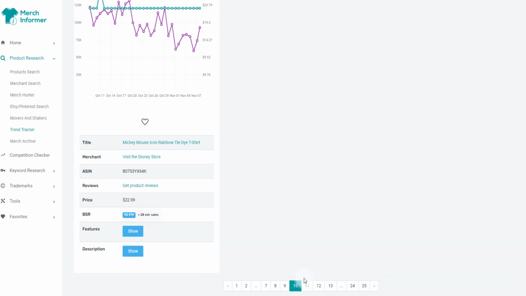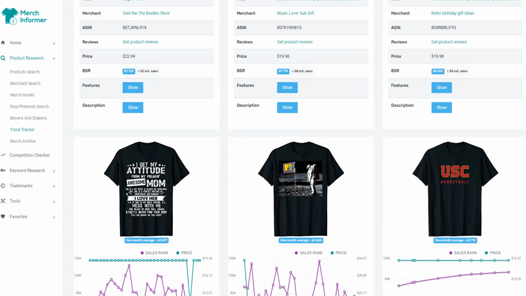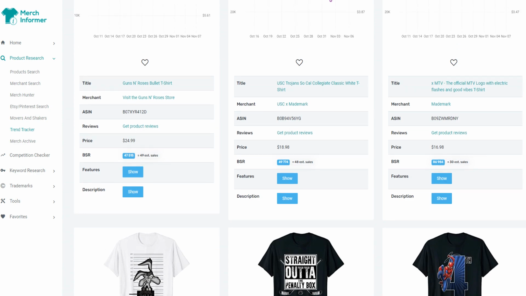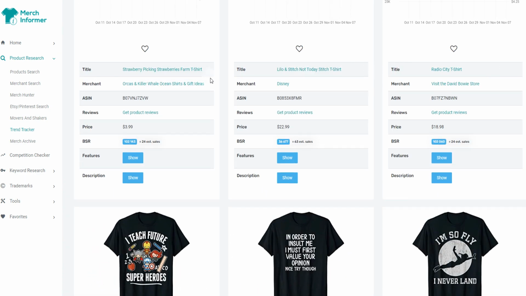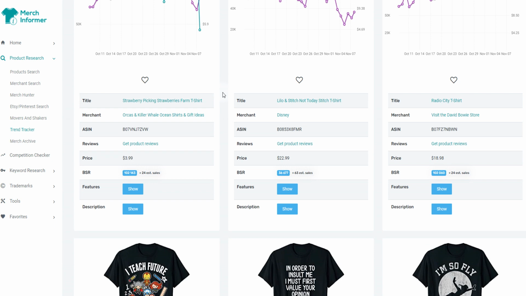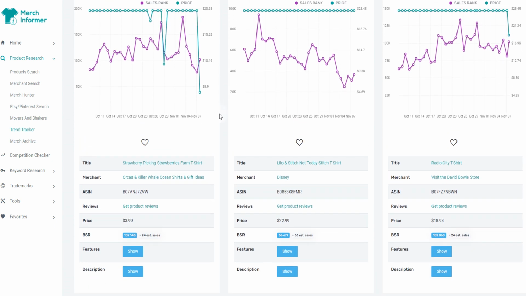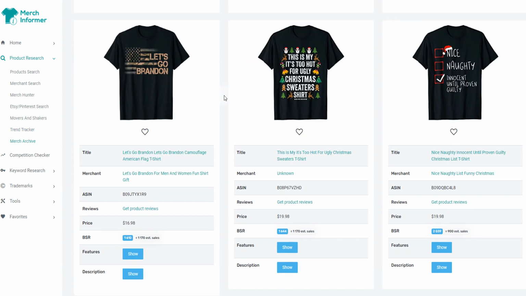This is page 10 of the trend tracker, because the first, I would say, 5 to 7 pages have not changed in years. It's your same old Disney, Black Panther, Captain America, Star Wars. But this is the kind of information that you actually have through this tool. What I was looking for was the merch archive, and I've selected last year, this time frame, to see what was selling.